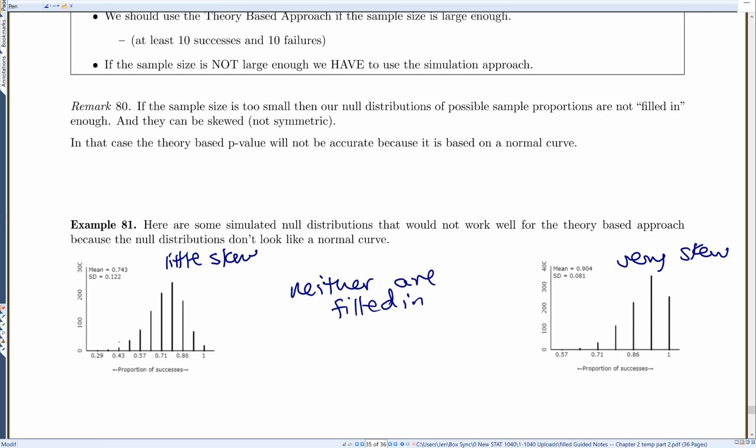When we say not filled in, it means we only have like 10 possible choices here or like 6 possible choices here. Really, we like our normal curve to not look like individual lines, but start to look like an entire curve.